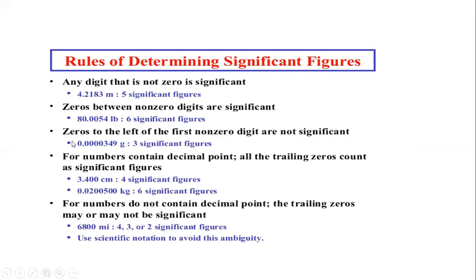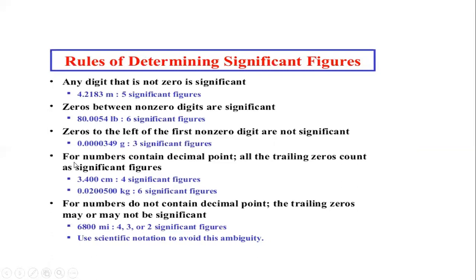Rule number 3. Zeros to the left of the first non-zero digit are not significant. 0.000349. This term has only three significant figures because these zeros are not between the non-zero digits. It starts from the 0, so it means that we cannot count these zeros in the significant figures. So this term has three significant figures.